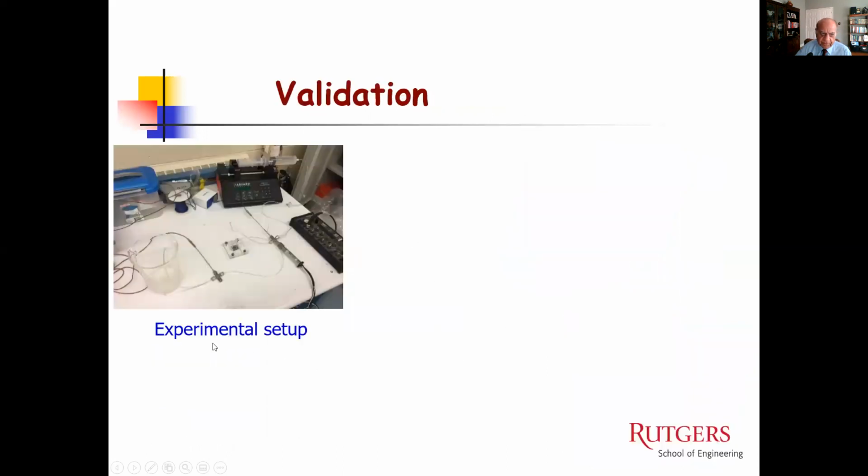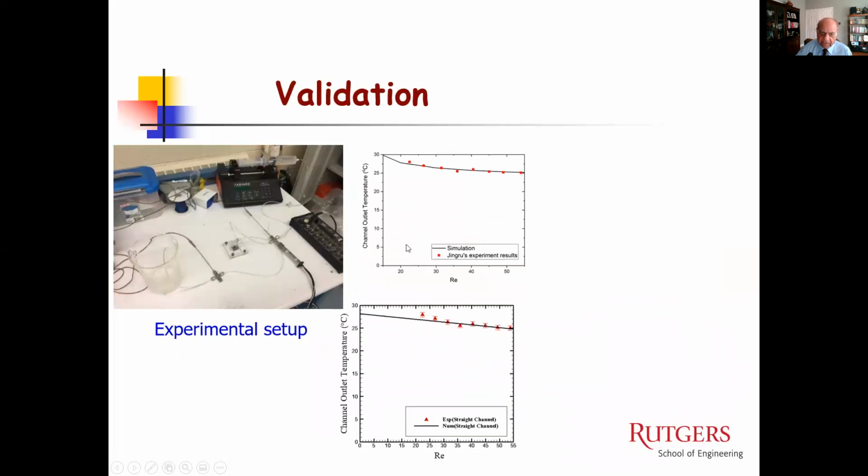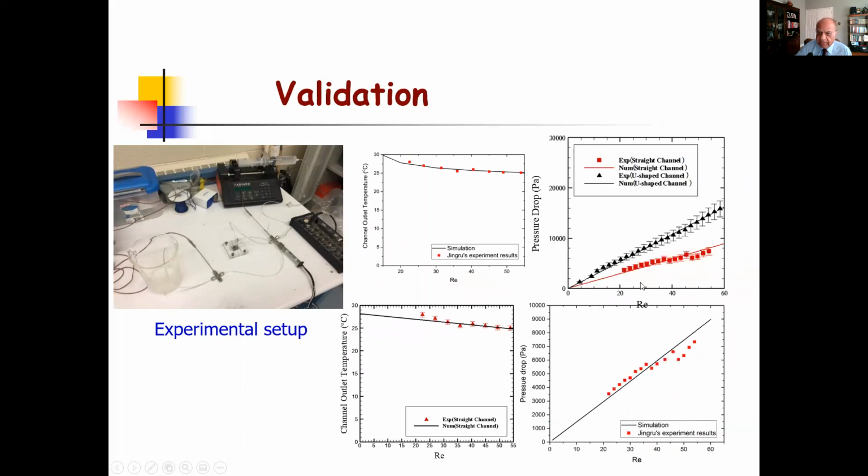And here is the experimental setup. Basically, it's a very simple setup with the flow coming in. Because the flow rates are very small, impingement type pumps are used, and we have the flow go through it. We measure the temperature and the pressure. So it's relatively straightforward, and we compare the results. The outlet temperature is being shown here, and some of the other results are shown here in terms of the pressure.